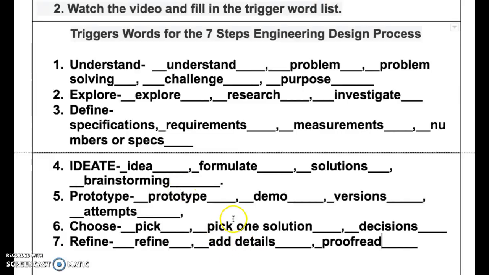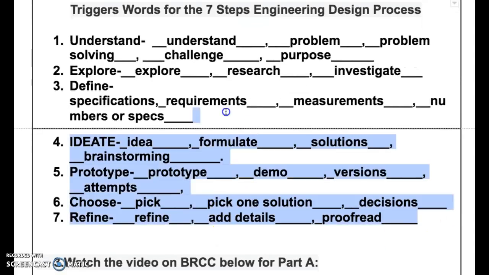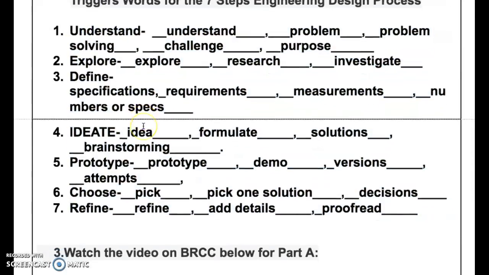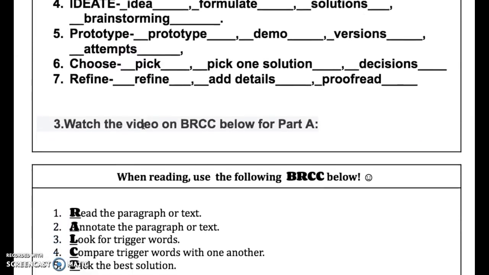All right, so those are the trigger words for the 7-step engineering design process. So whenever you see these words in a scenario, you should look at this list and see which step you're talking about. Let's go ahead and continue.